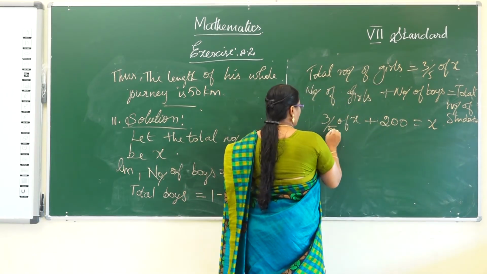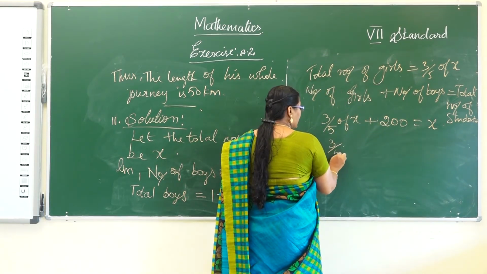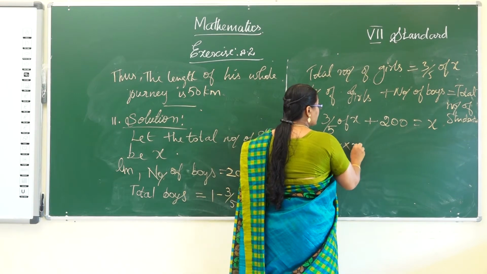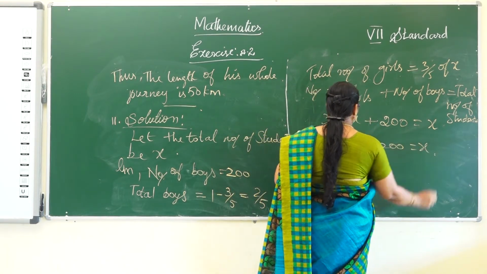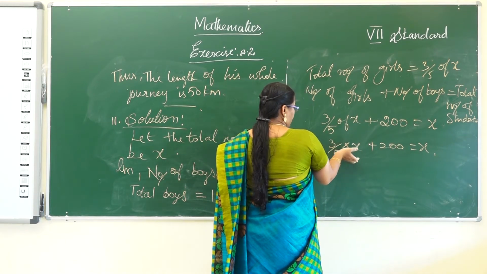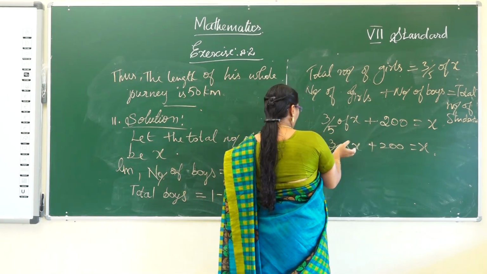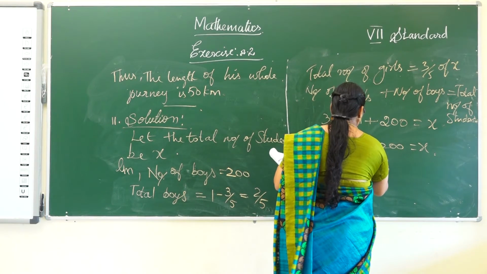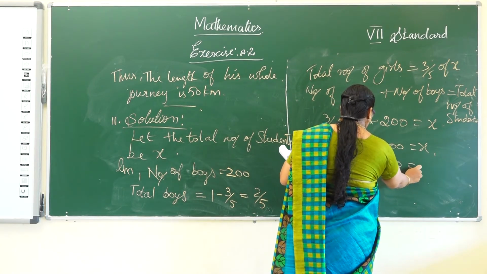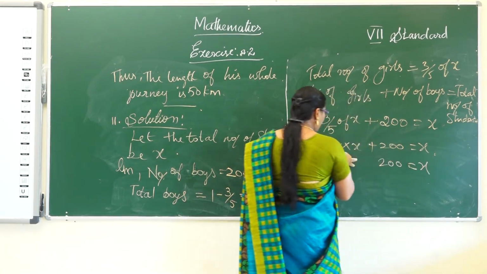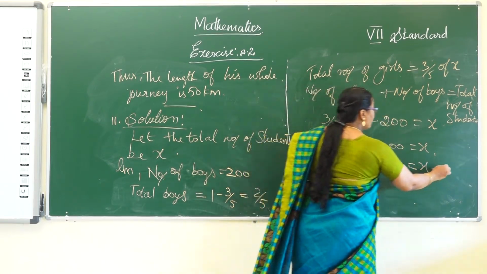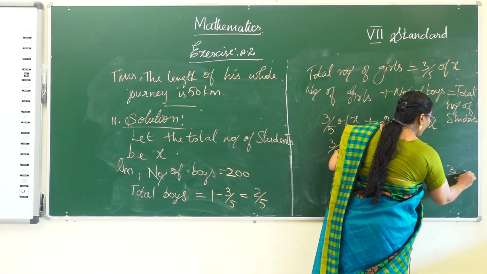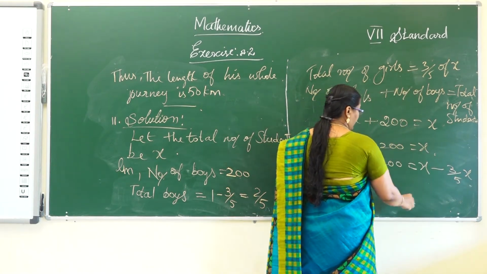Okay, so of means multiplication. So 3/5 into x plus 200 is equal to x. So now you move this portion to that side. Okay, so stay here 200, here x, plus by using the transpose method minus 3/5 of x. Okay, here now take the LCM.